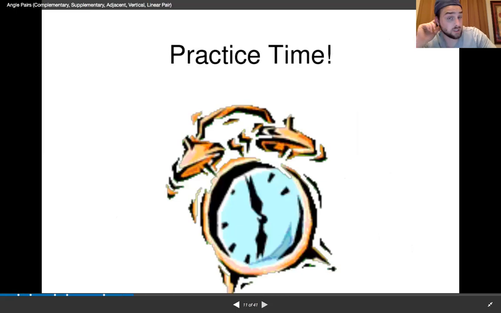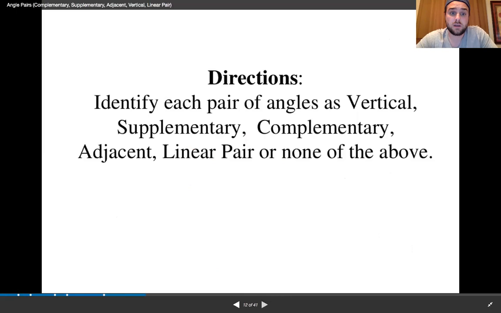Like I said, we're going to do some practice. If you need to go back through what I just went through with you, you can and review it. Then when you get to this part, you can pause. We're going to identify each pair of angles as vertical, supplementary, complementary, adjacent, linear pair, or none of the above.